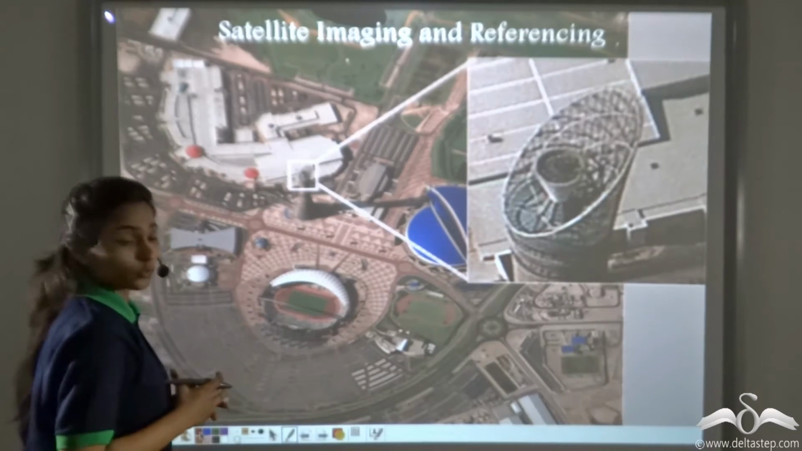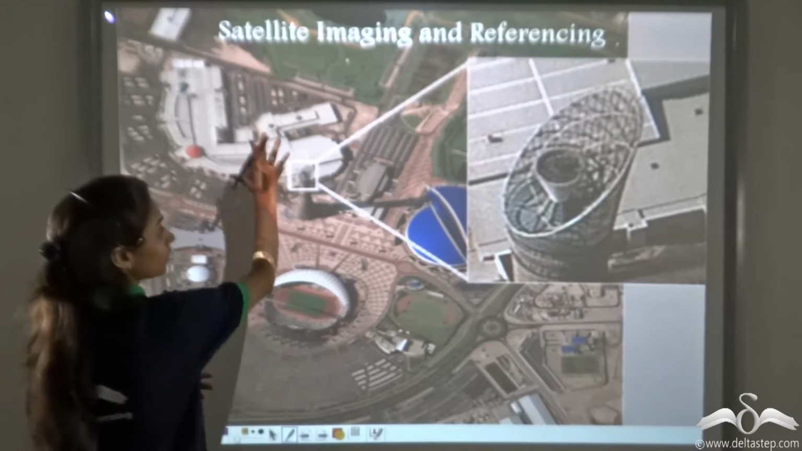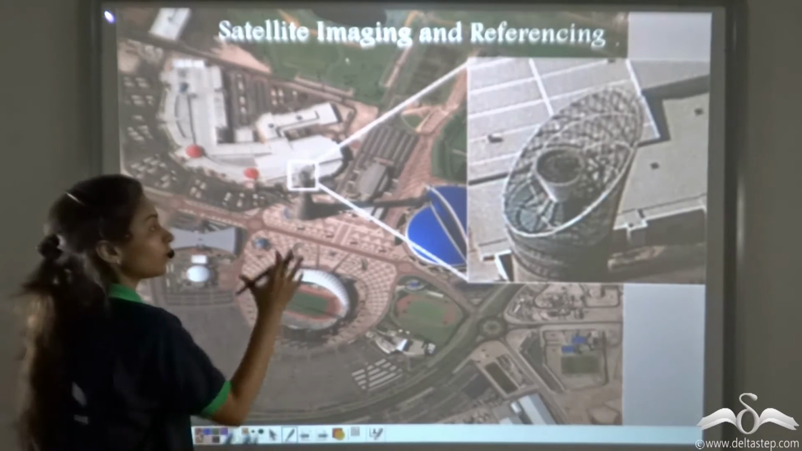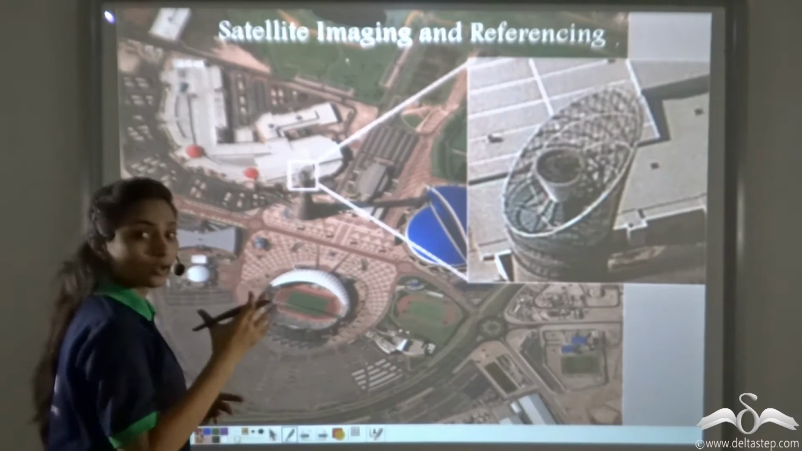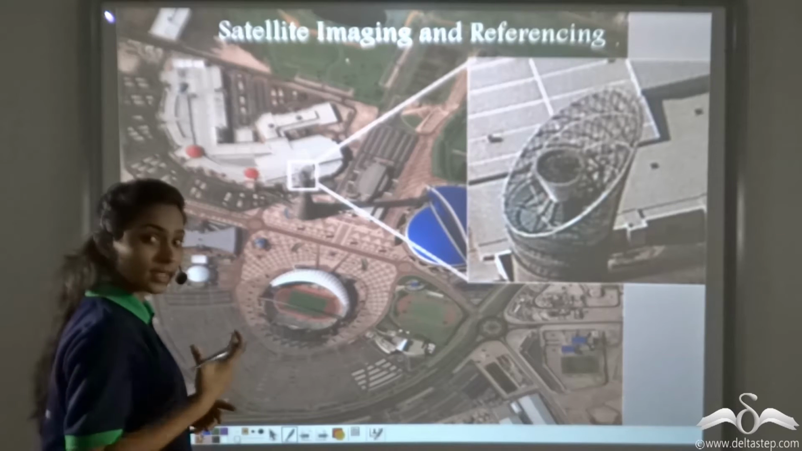Well, in this case, what do we do? We use the locations of the nearby objects or places to find out the coordinates, or the location of the tower, that is the unknown object. Now how do we do this? Let's see.